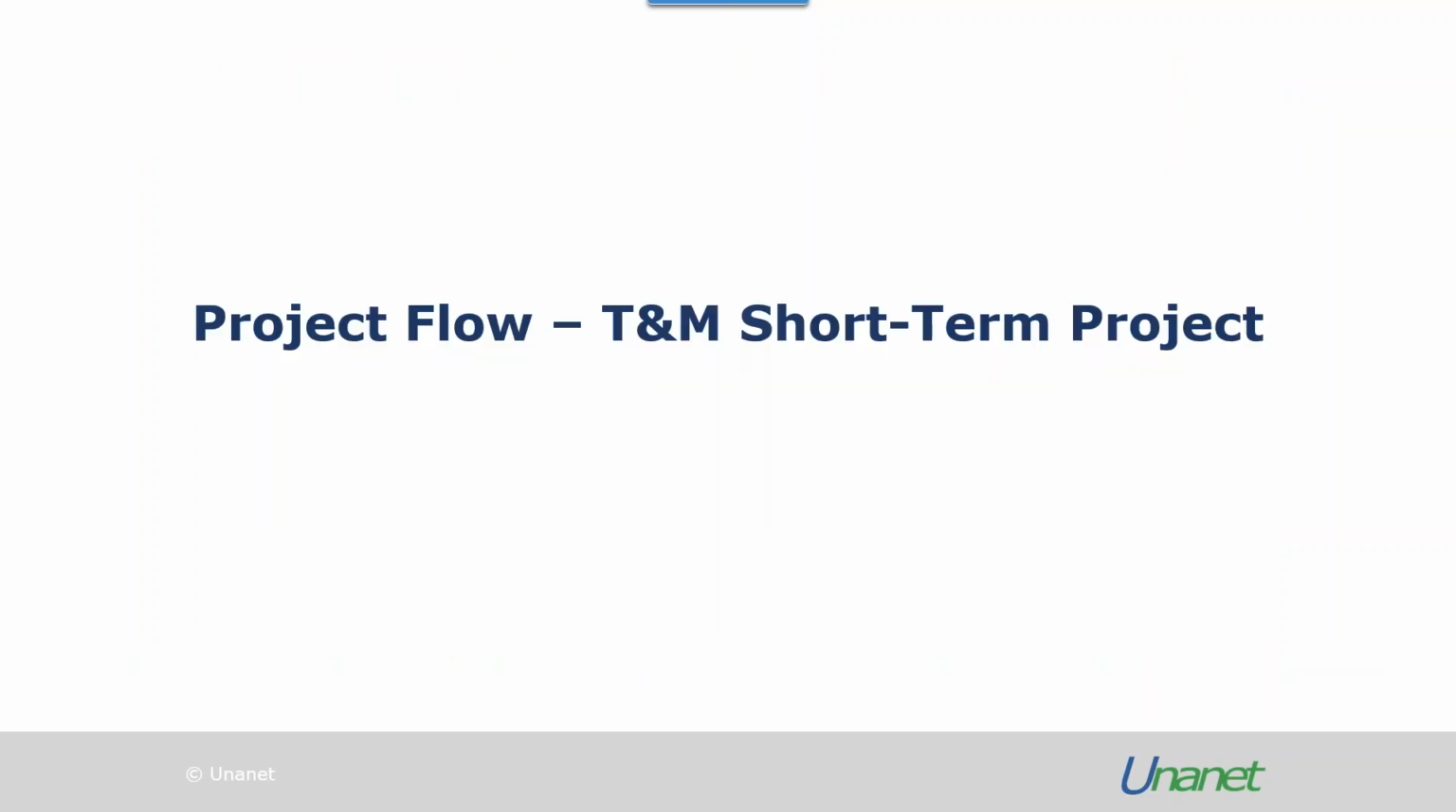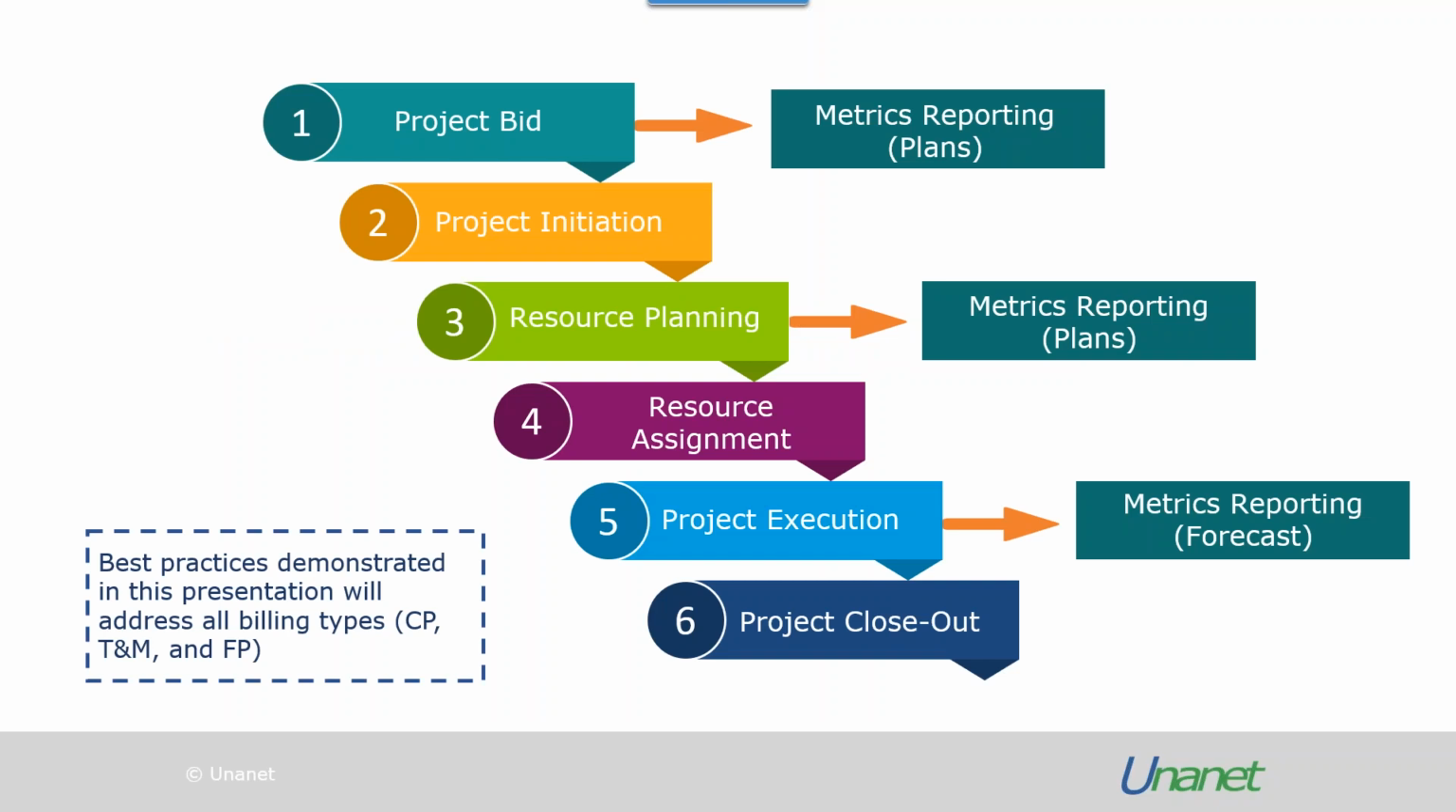So bearing all this in mind, I'm going to walk us through the workflow that we typically adopt for a short-term time and material project. In the next slide, this block diagram illustrates the key steps involved in project execution. So we have project bid, project initiation, resource planning, resource assignment, project execution, and then project closeout. Although Unanet has the capability to track project bids, we currently don't use this feature. So for the rest of the presentation, I'm just going to focus on project initiation through to project execution, so steps 2 through to 5.